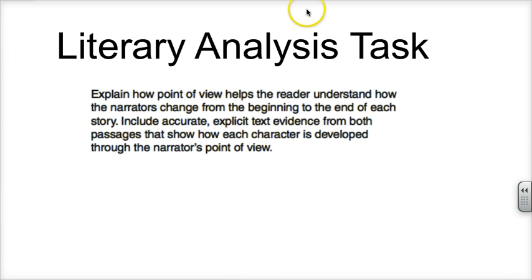Okay, now that you've read the texts, let's take a look at what the prompt is going to ask us. The prompt states, explain how point of view helps the reader understand how the narrators change from the beginning to the end of each story. Include accurate, explicit text evidence from both passages that show how each character is developed through the narrator's point of view. So I'm just going to use the highlighter tool to point out a couple of terms to you.